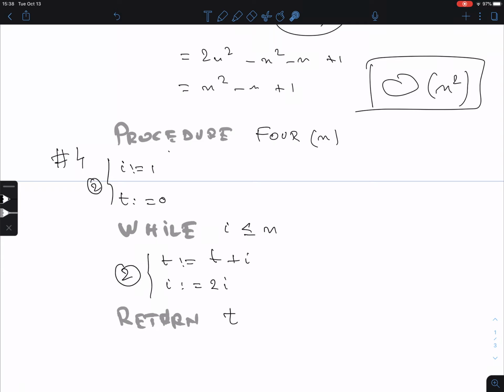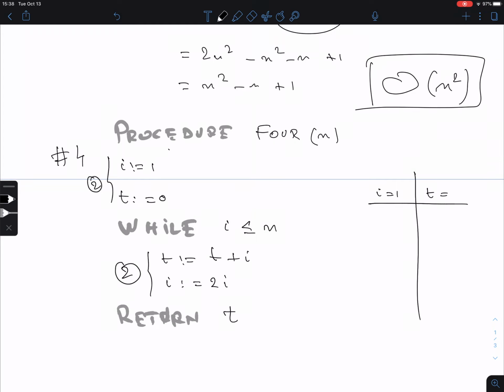Well, let's carry out this program a couple of times, right? So these are the registers. Before I start, I is 1 and t is 0. Then the while loop is carried out once. That changes t into t plus I, so t is now 1. And then I change I into 2I.